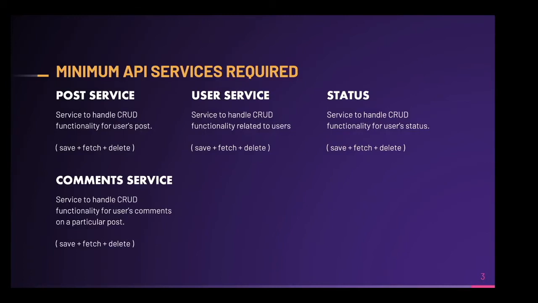Next comes the status service, which will be responsible for handling all the statuses of the user. For example, at a particular instance of time, a user is uploading a status into the Facebook application. And as soon as the user uploads a status, the save API of the status service will get called. And using this service, we will be persisting that information into our database. And the last and final one is the comment service, which will be responsible for handling all the comments for a particular post submitted by the user. So these are the minimum number of services that we need for cloning our Facebook app.